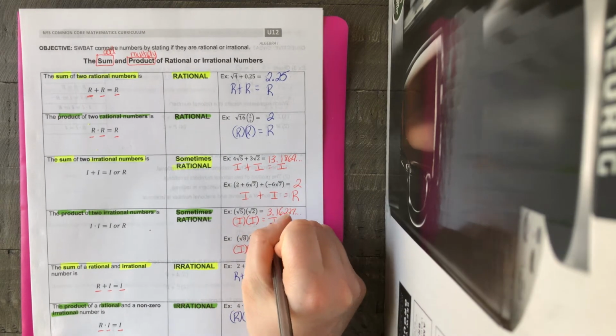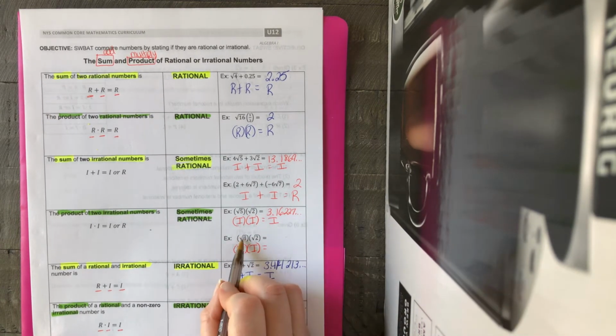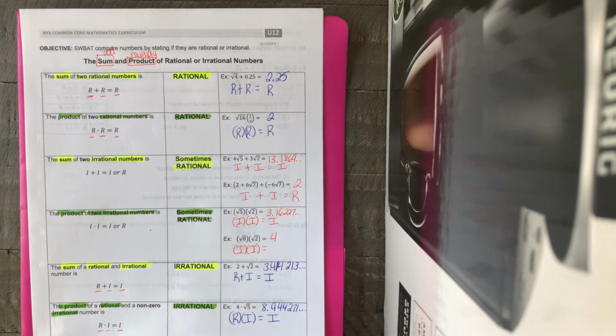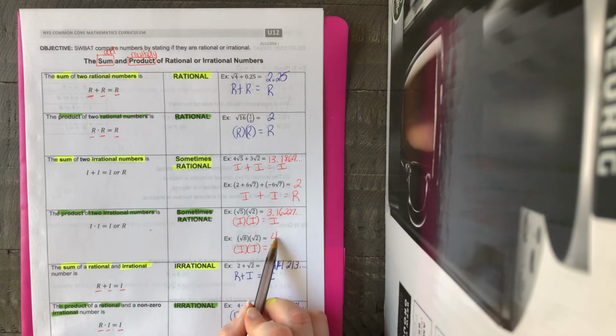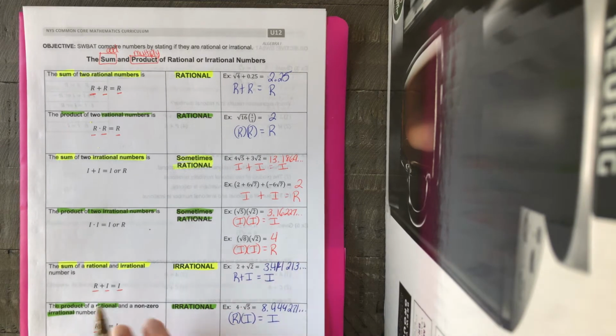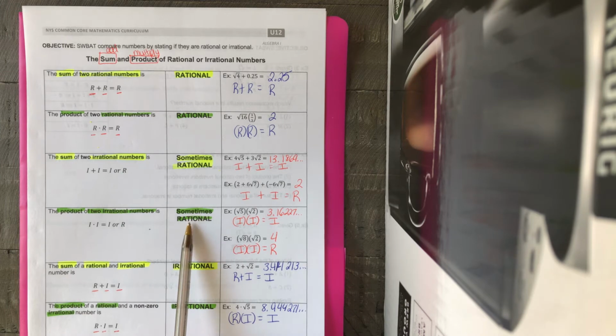So this is irrational. When I multiply the square root of 8 and the square root of 2, I got the number 4. And 4 is definitely rational. I can put it over 1. I can turn it into a fraction. It's ending, it's terminating. It's got everything I need for rational. So again, that's why sometimes it's rational, sometimes it's not. So just keep that in the back of your mind.